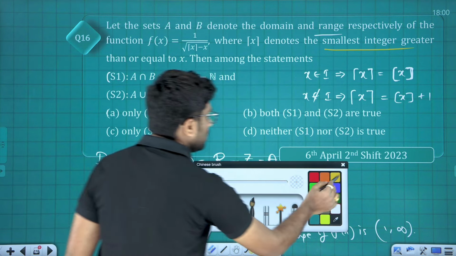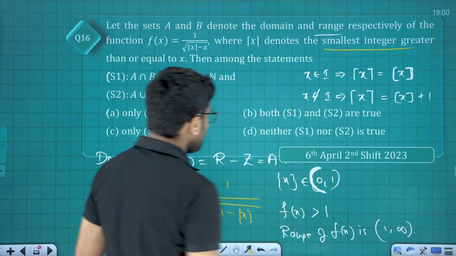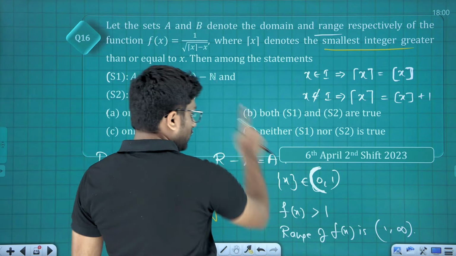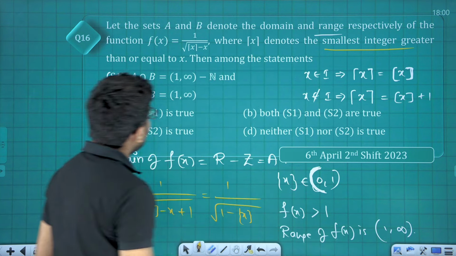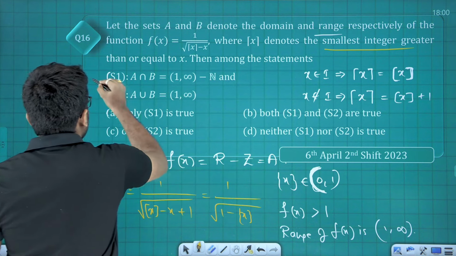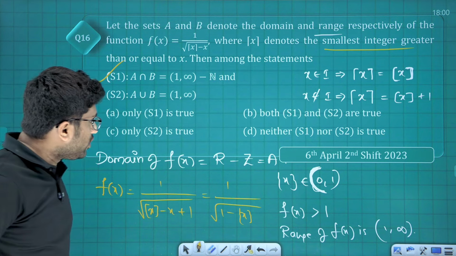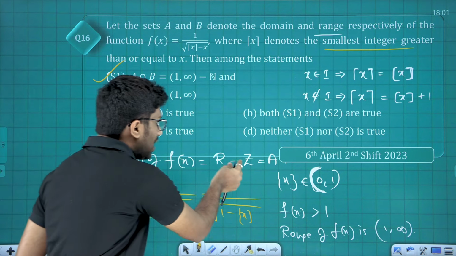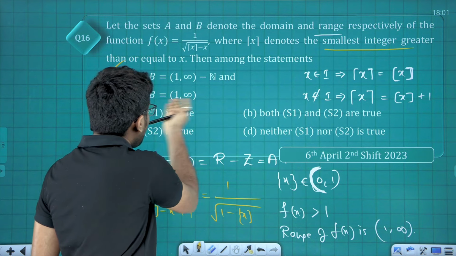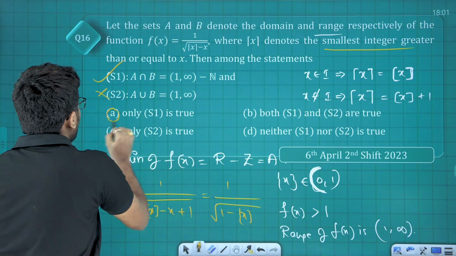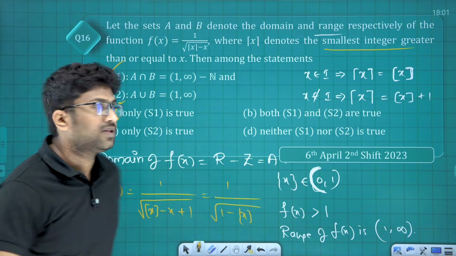Okay. Now what are they asking us to find? A intersection B is 1 to infinity minus the set of natural numbers. Yes, when you take the intersection of these two, we have 1 to infinity, and from that we exclude the set of natural numbers. Yes, S1 is true. Now when you take A union B, what is A union B? A union B means R minus integers union 1 to infinity. We will be getting negative values also, but we don't have negatives. So S2 is false. That means only statement 1 is true, friends. Only statement 1 is true. Okay. Next question.